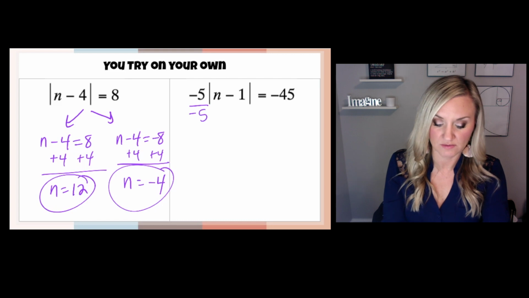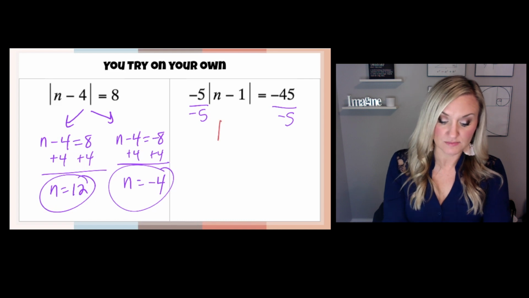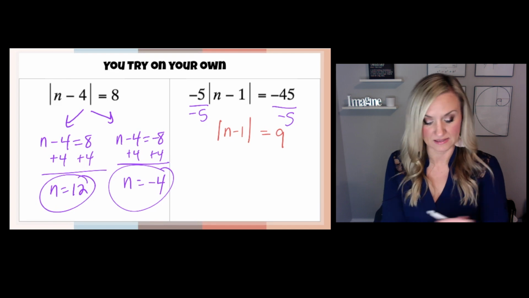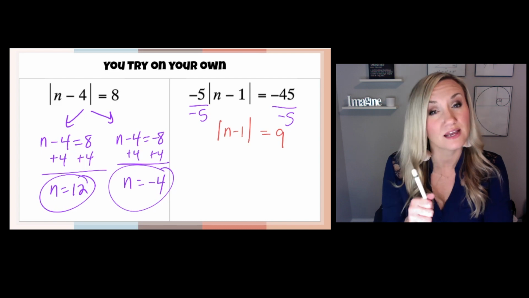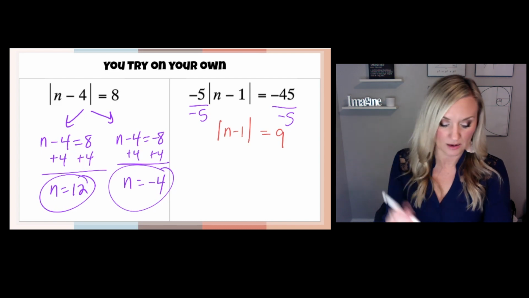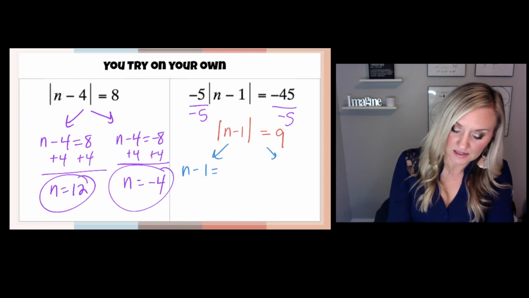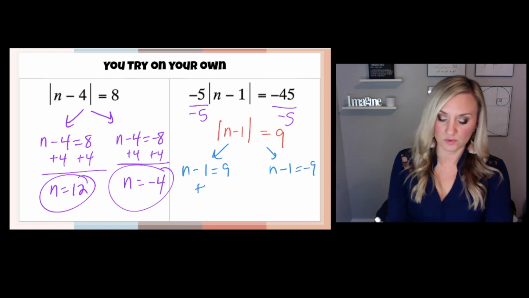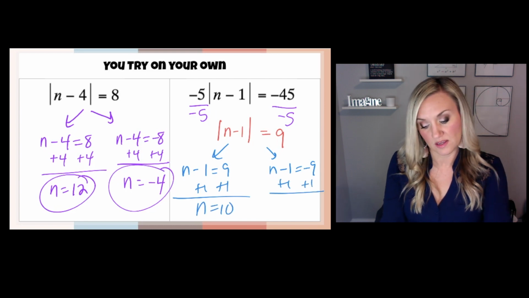Okay, cool. Last problem of today, and it is that negative 5 is multiplying the absolute value of n minus 1. So I'm going to do the inverse opposite, and I am going to divide by negative 5. Now that leaves me with the absolute value of n minus 1 equals a positive 9. Perfect. Because it is positive, I know that I can move on. If that was a negative 9, no, we're done, but we're not. We're keeping going. So I'm going to break this into two separate equations: n minus 1 equals 9, and n minus 1 equals a negative 9, and we'll solve them. We're going to add 1 to each side, and n is a positive 10, and then add 1 to the other side, and n is a negative 8.